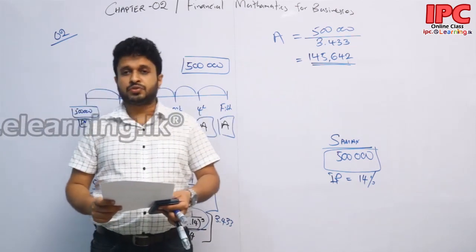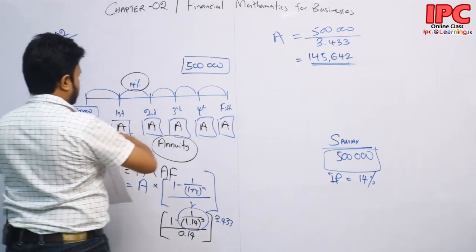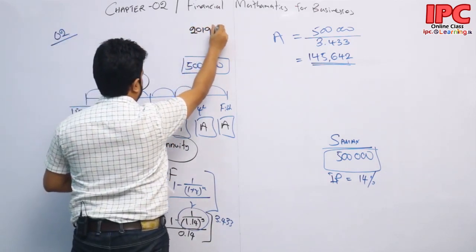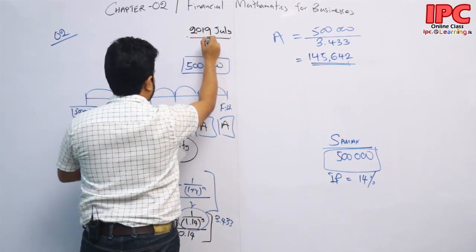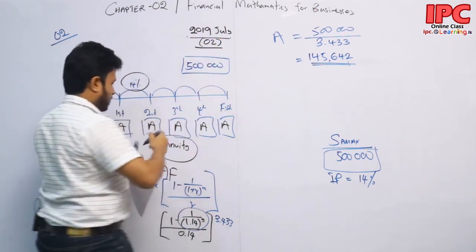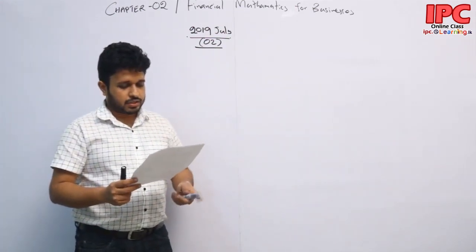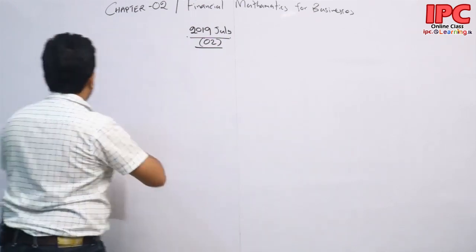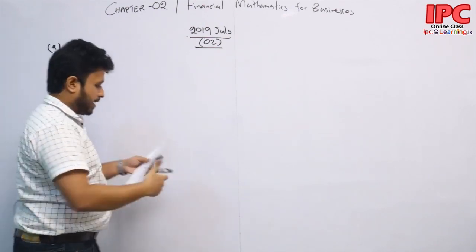So now we will move to the 2019 July paper. So the next one, 2019 July paper. That is also question number 2. Right? Question number 2. Okay. Then 2019 July paper, question number 2, part A. So we're discussing part A now, right?